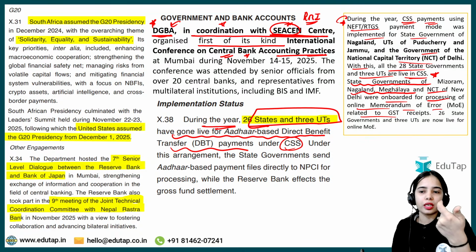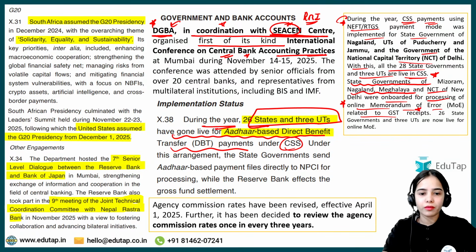State governments of Nagaland, Meghalaya, and the city of New Delhi and Mizoram were onboarded for processing of the online memorandum of error related to GST receipts. So this is it. Agency commission rates were revised in April 2025.